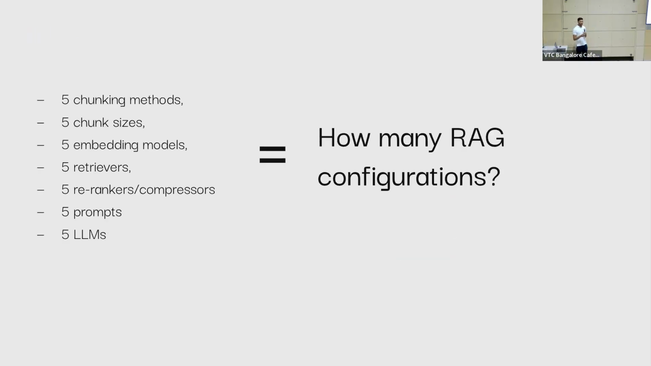For example, if we take a toy example where you had to choose from 5 different chunking strategies, 5 different chunk methods, 5 different embedding models, and so on and so forth, does anyone here know how many different RAG configurations this would produce?